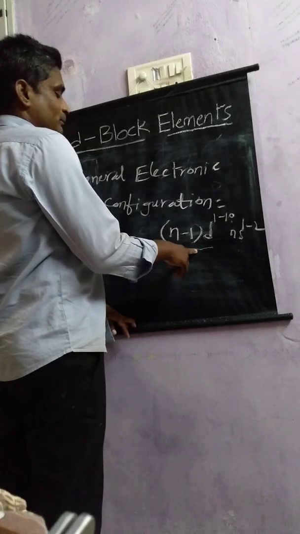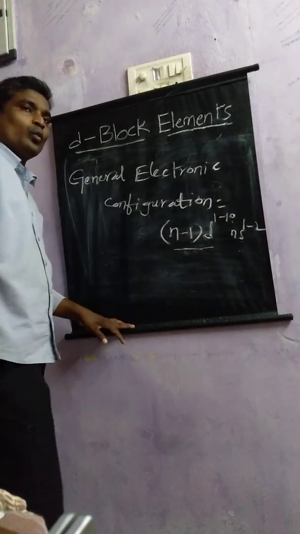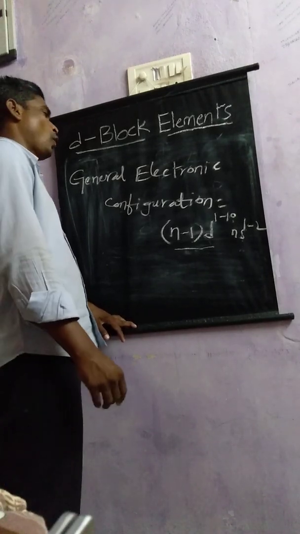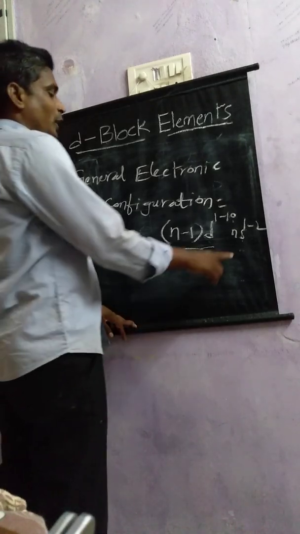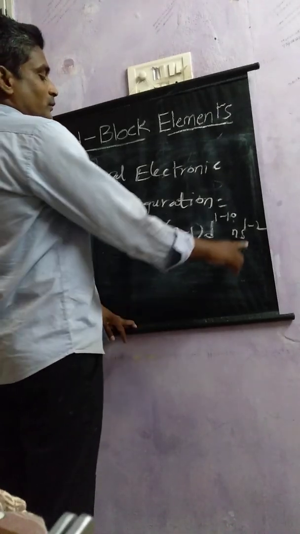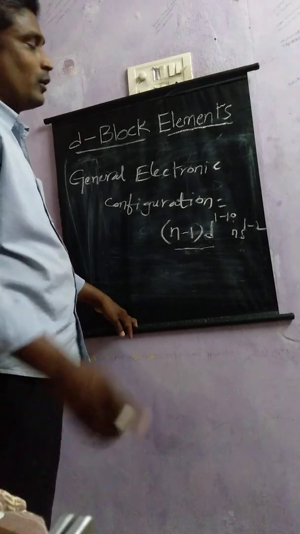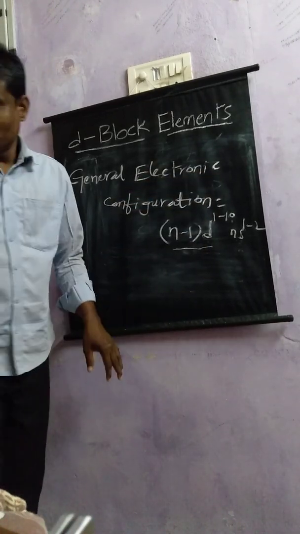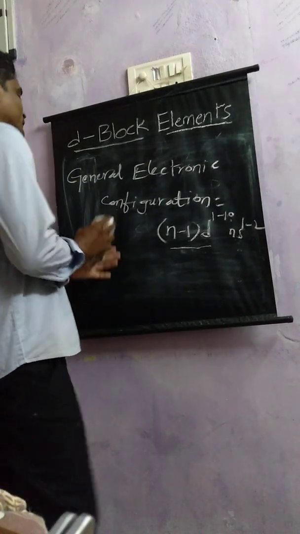Here, this means in the d sublevel, there may be 1 electron, 2 electrons, 3 electrons, 4, 5, up to 10 possible. Coming to the ns orbital, there may be 1 or 2 electrons. That is the general electronic configuration of d block elements.